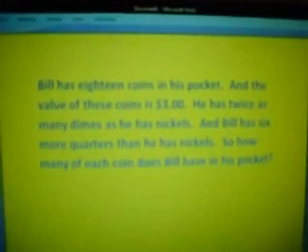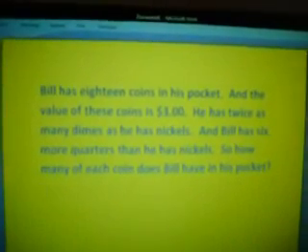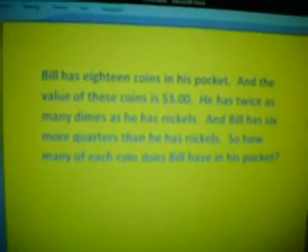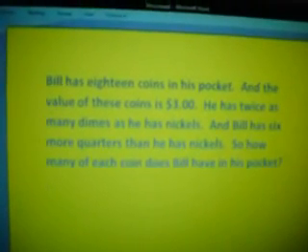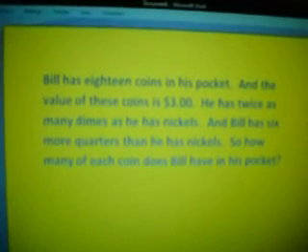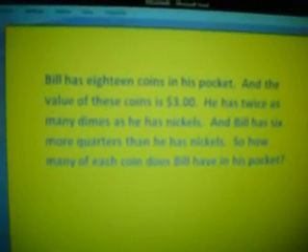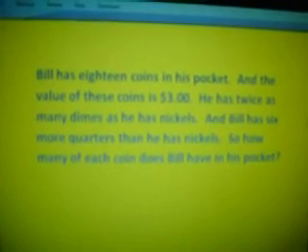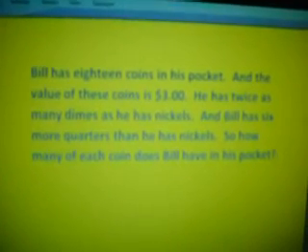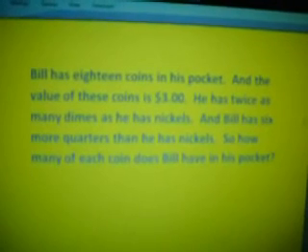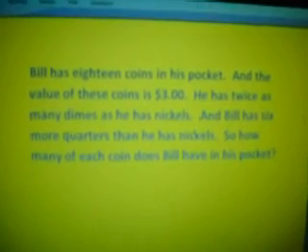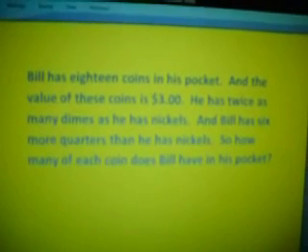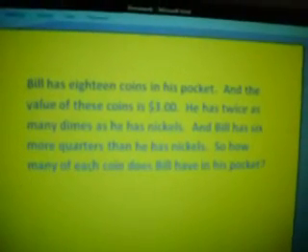Alright, here is another word problem. Bill has 18 coins in his pocket, and the value of these coins is $3. In other words, if you added up the value of all these coins together, you'd have a total of $3 worth of coins. He has twice as many dimes as he has nickels, and Bill has 6 more quarters than he has nickels. So how many of each coin does Bill have in his pocket? And what's the value of each one?